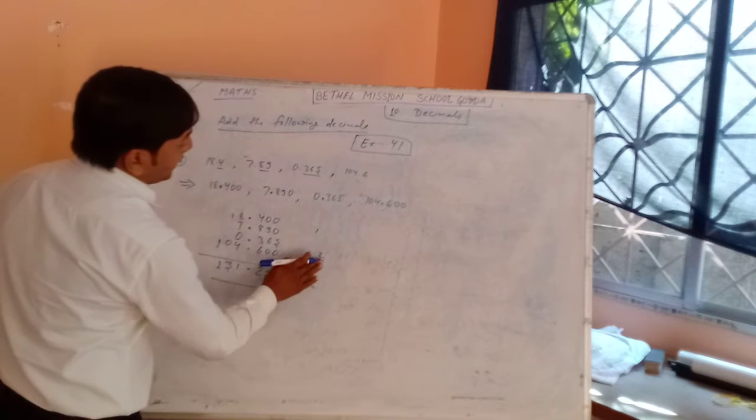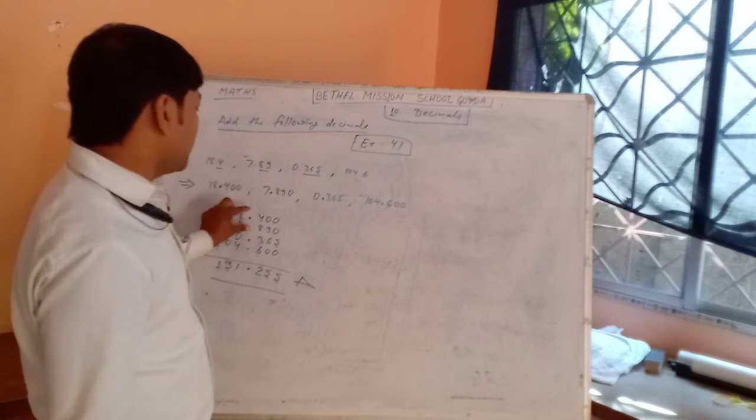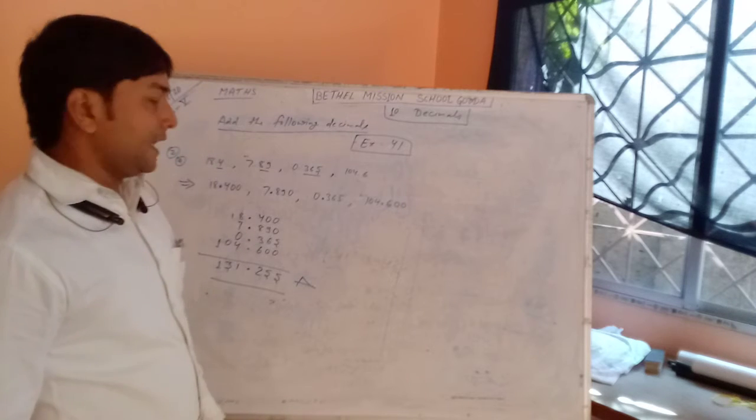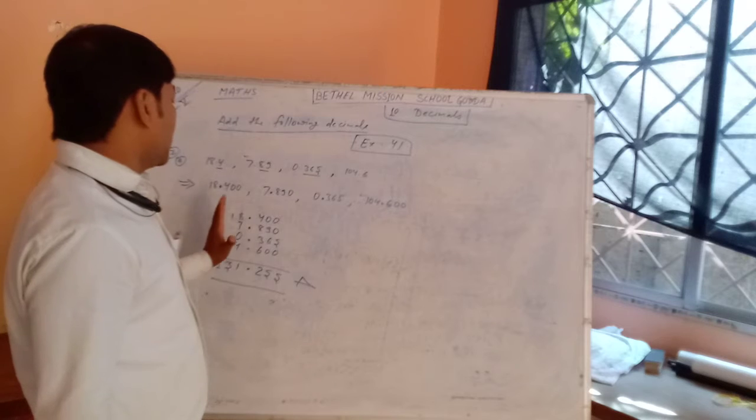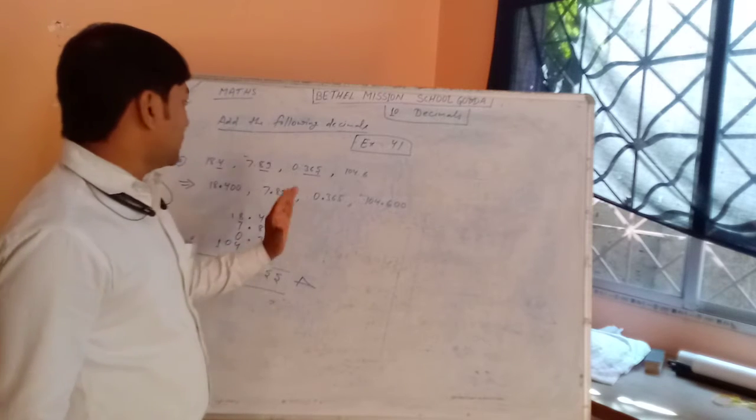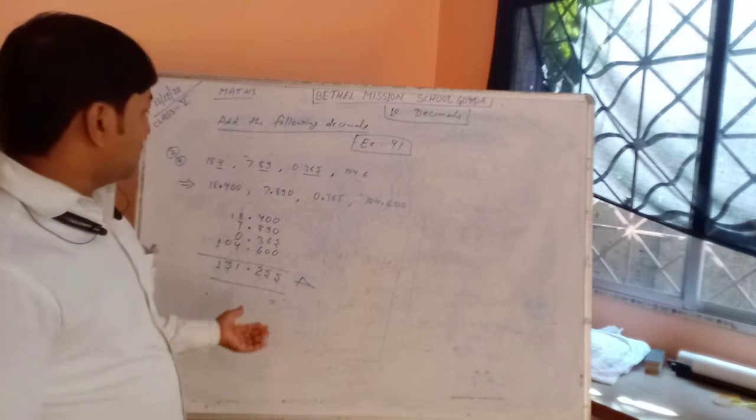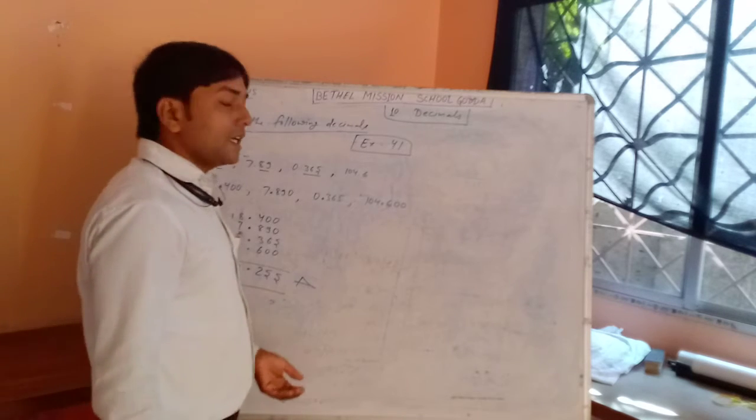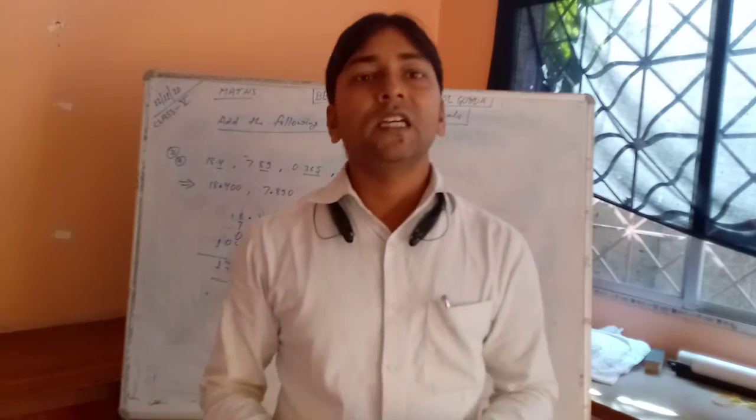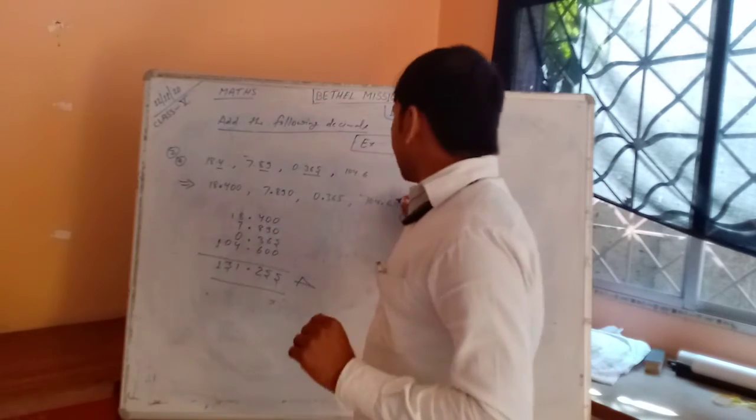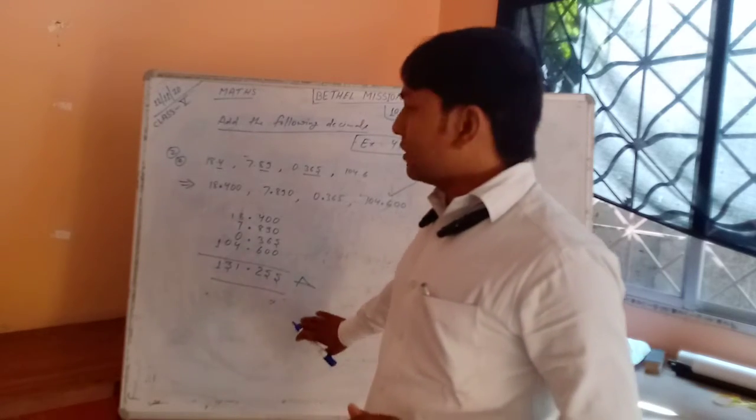The answer is 133.255. Here you have to keep in mind that all the decimals should be placed in a line, with the number written before the decimal and after the decimal. First convert into like decimals, then you will not make any mistakes. I hope you got it. First we convert into like decimals, then you arrange this way, and you can do it.